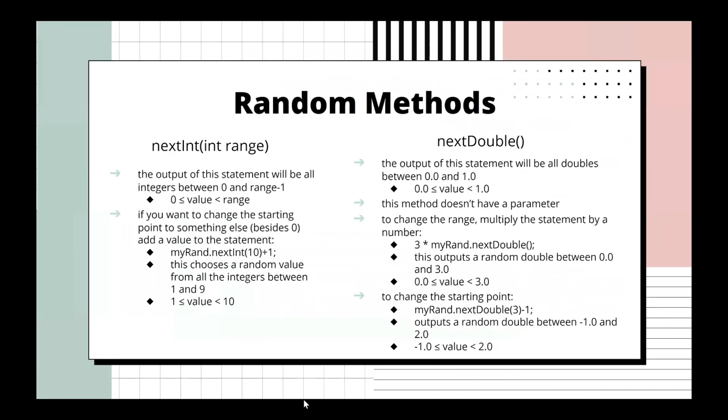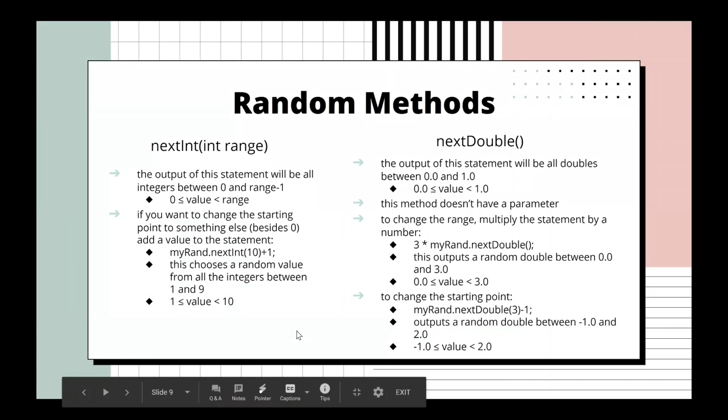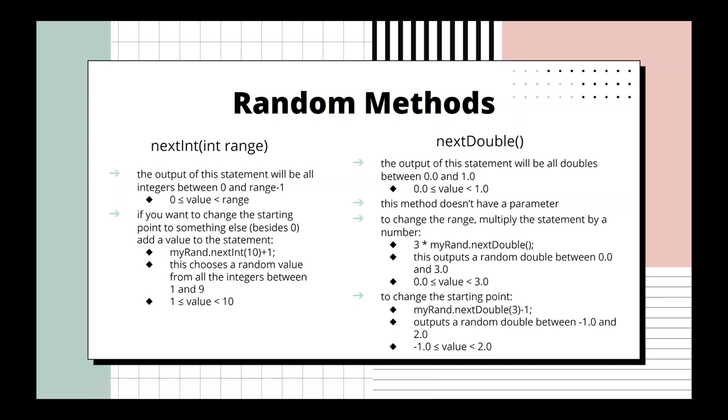Here are two methods that would be pretty helpful. nextInt would basically give you a random integer. If you give it a maximum value, it'll take everything from 0 up to but not including the number you pass in. And nextDouble will give you a random decimal between 0 and 1.